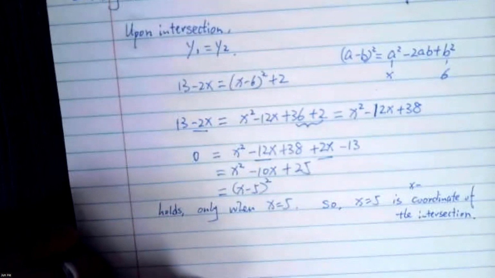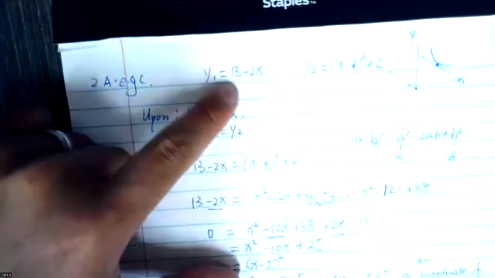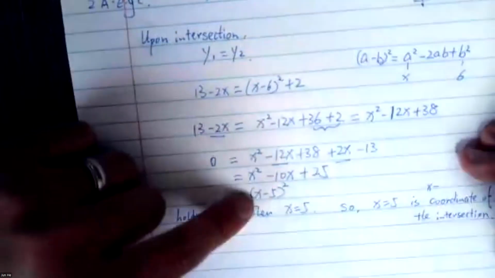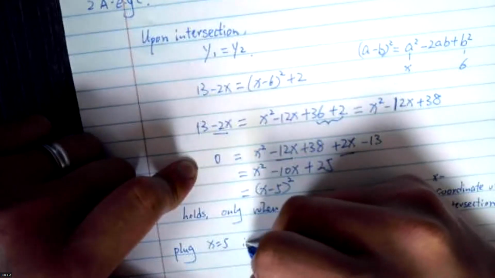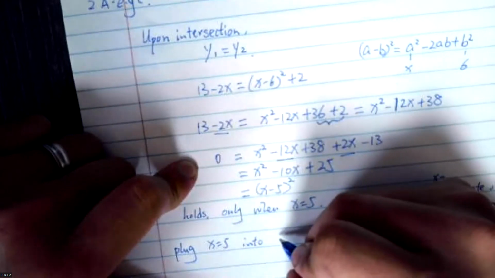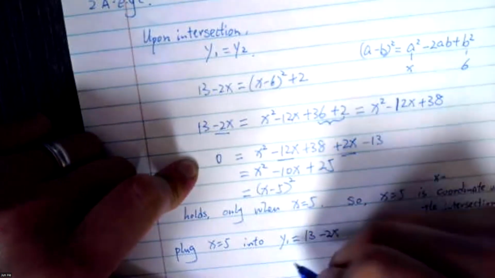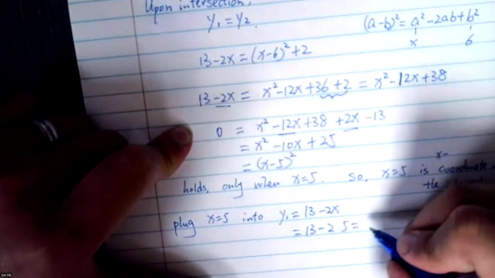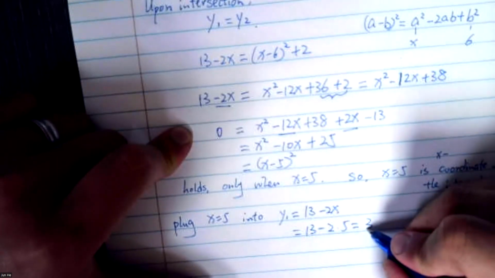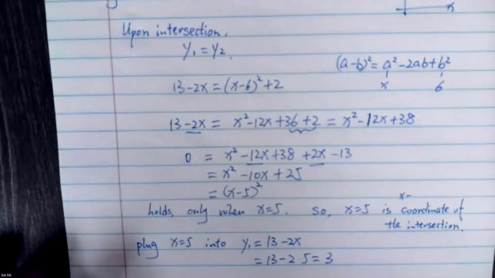But here we need to find the intersection of both x and y. So for y, you can plug x equal to 5 into this or that. The linear one is easy. So I'll just plug x equal to 5 into y1 equal to 13 minus 2x. And here that is 13 minus 2 times of 5, which is 10. So 13 minus 10 equal to 3. So that's how we solve this by hand.